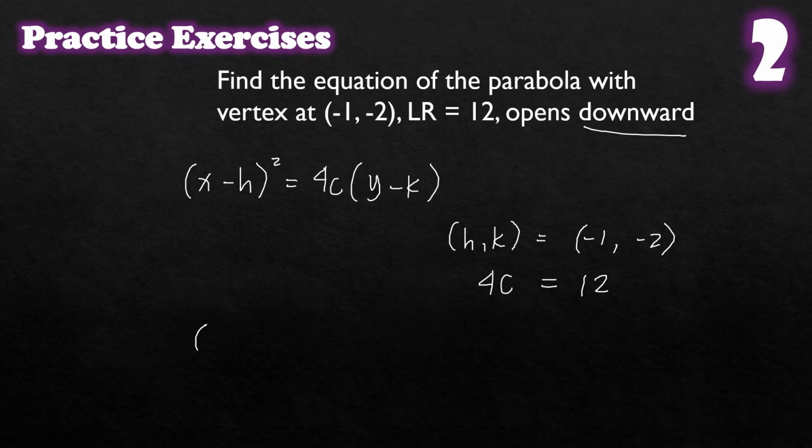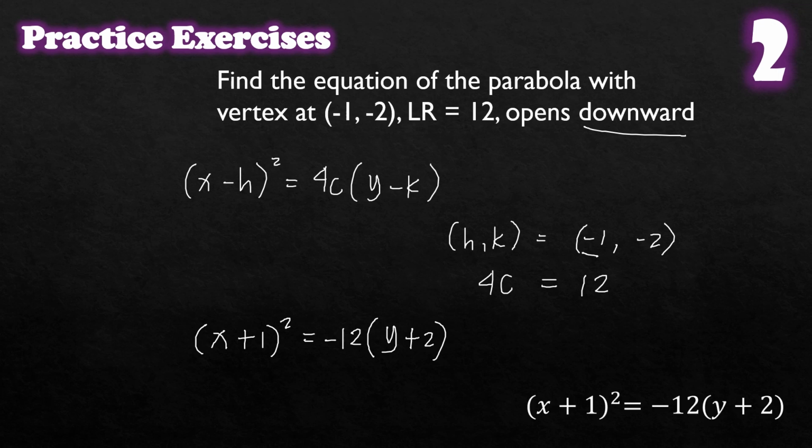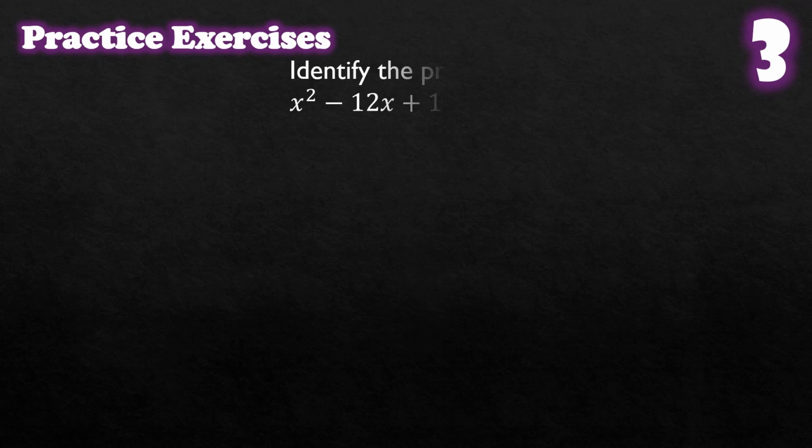So we have the equation (x - (-1))^2, that will be (x + 1)^2, is equal to 4c, that is equal to 12, and the parabola opens downward, so we have -12 times the quantity (y - (-2)), so we have y + 2. The equation of the parabola is (x + 1)^2 = -12(y + 2). Let's proceed to number 3.